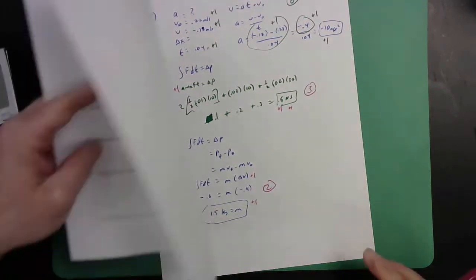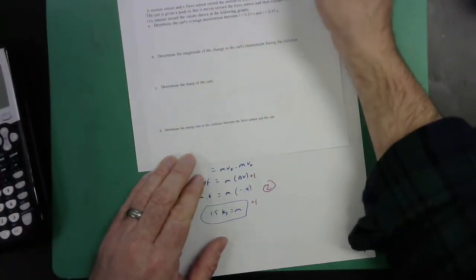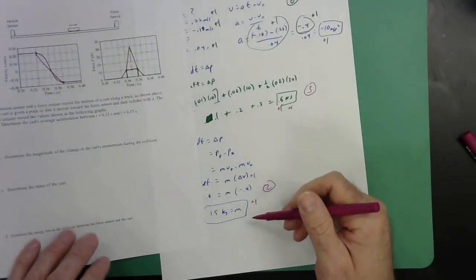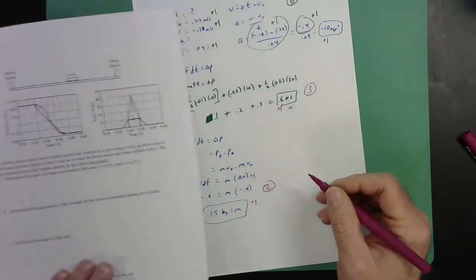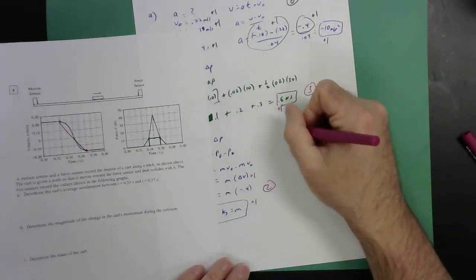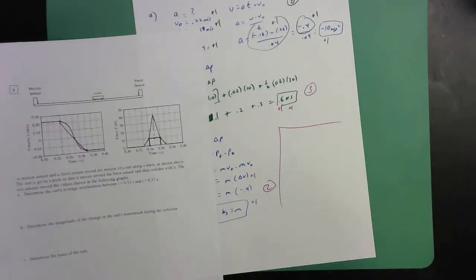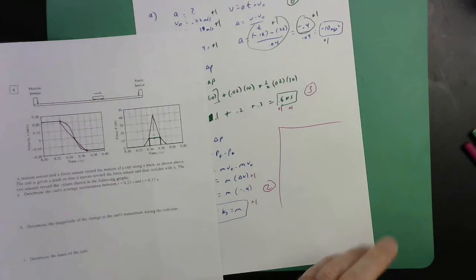Okay, and then there's one more part to this problem, and that is determine the energy lost in the collision between the sensor and the cart. Well, now that we know the mass, we can do an energy calculation before the collision, after the collision, and I'm going to do that in here. We'll do part D.